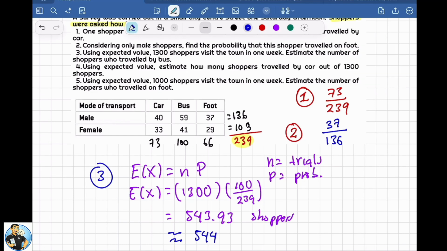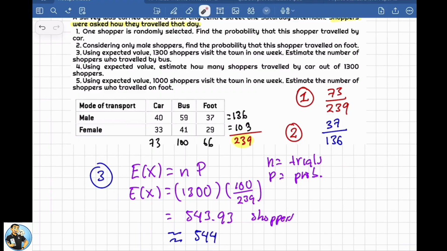Okay, that's it. So you can try number 4 and 5. What we need to change, for example, here is the number of trials, and check each probability, and that's it. Thank you.